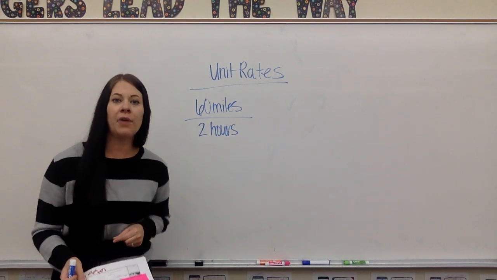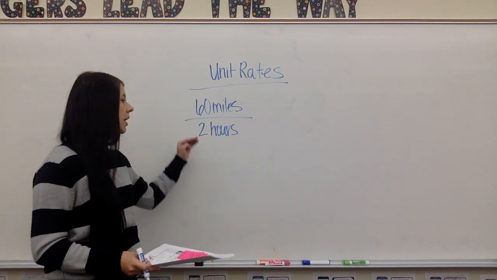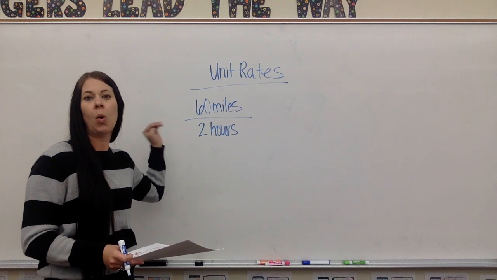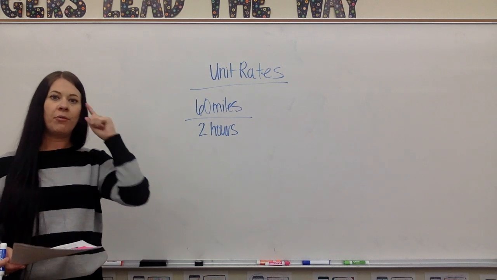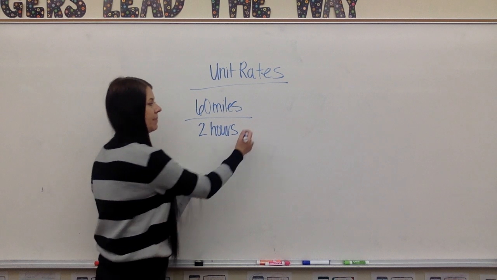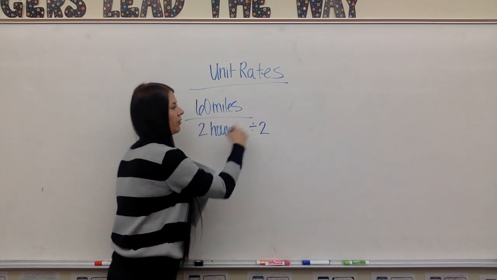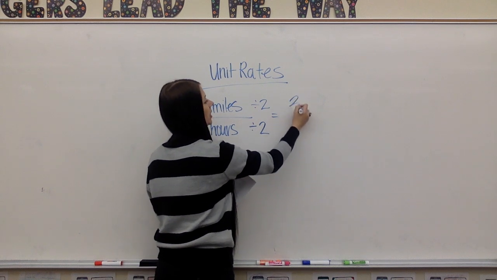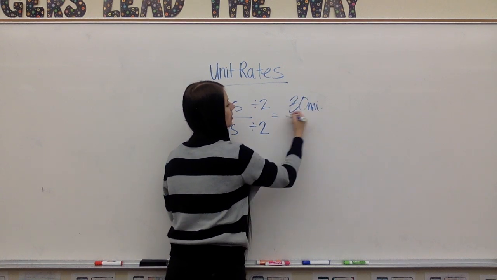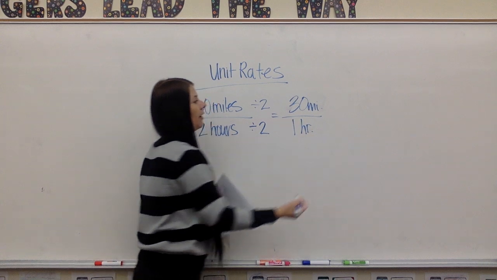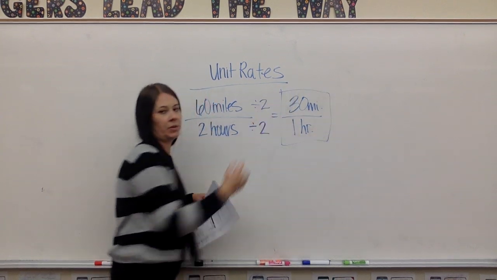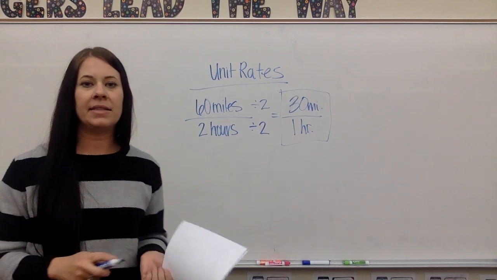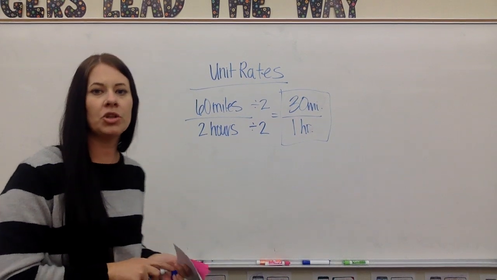Now, when you reduce the fraction, your whole goal is to make the denominator 1. So you ask yourself, what did I do to 2 to make it a 1? I divided by 2. And whatever I do, I just do it to the top. Okay, so this is really 30 miles per 1 hour. And this is the unit rate. That's the math that needs to be done. Okay, so let me show you another one.